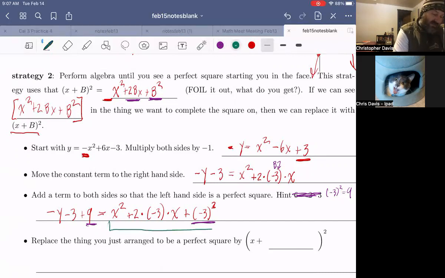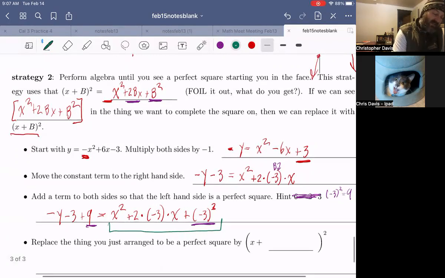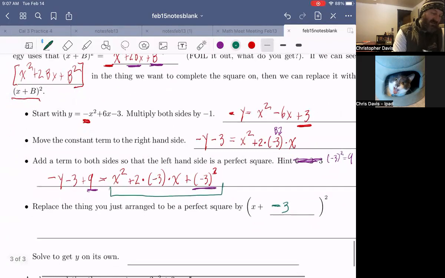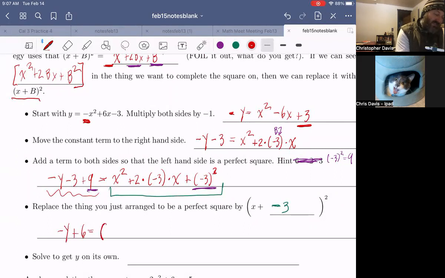This is now a perfect square. We have completed the square. We got a perfect square to show up. And that perfect square is (x plus -3) squared. So that means, simplify this side a little bit, right? -3 plus 9 is plus 6. Negative y plus 6 equals, parentheses, (x minus 3) squared.